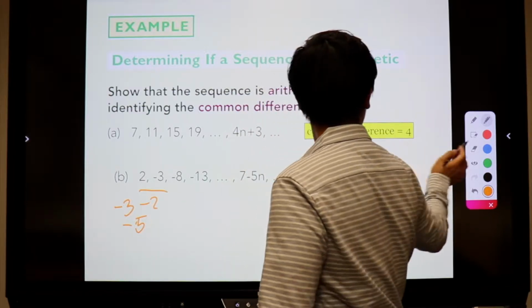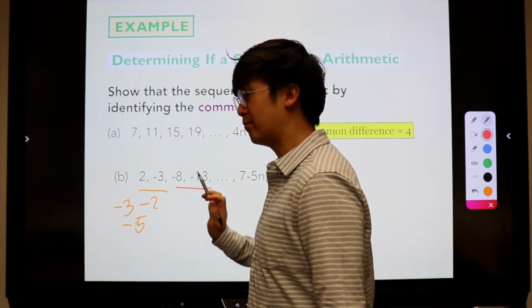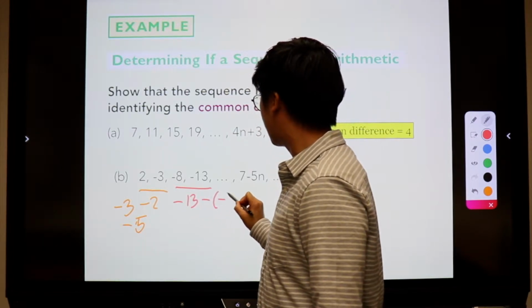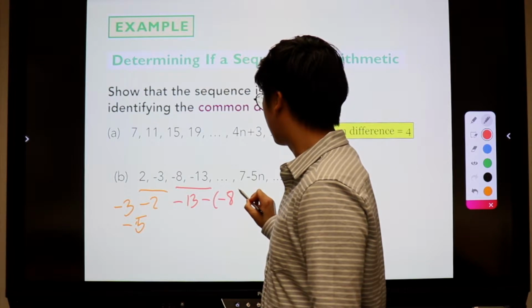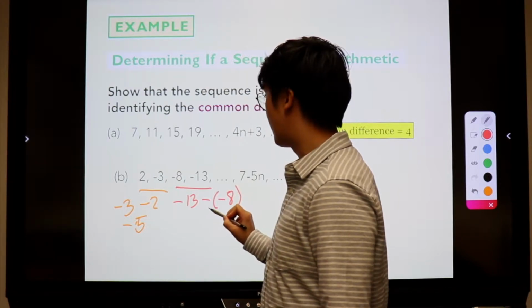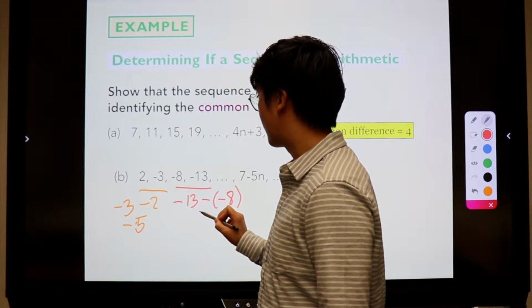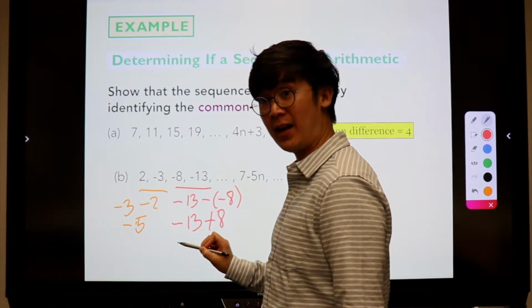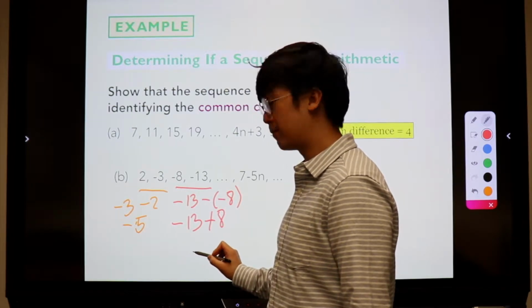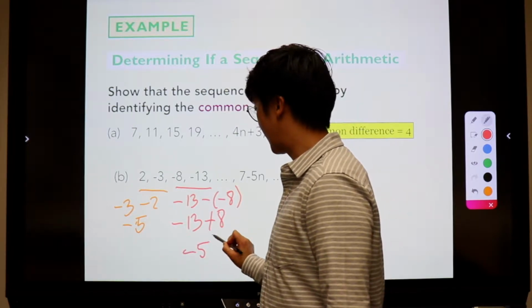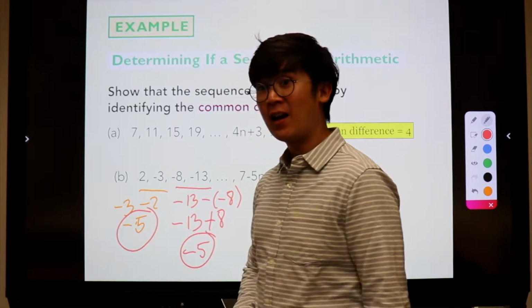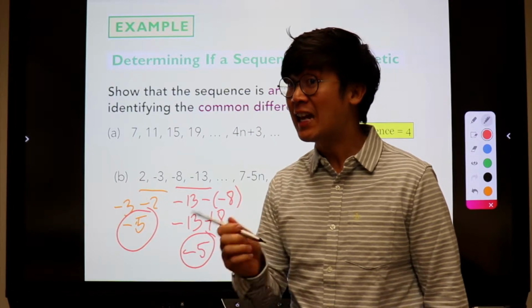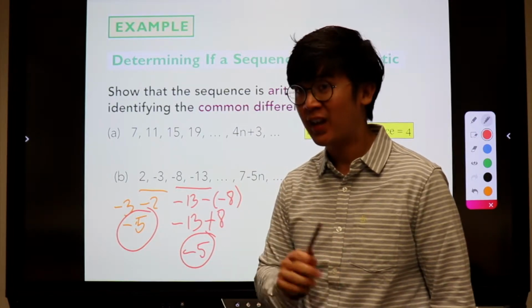And then we subtract this and that. Negative 13 minus negative 8, right? Negative 5, which is negative 13 plus 8. And what is negative 13 plus 8? Negative 5. Because it shrank. So, is it the same? Yeah. So, is this an arithmetic sequence? Yes.